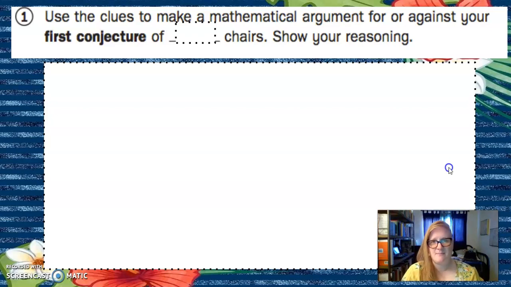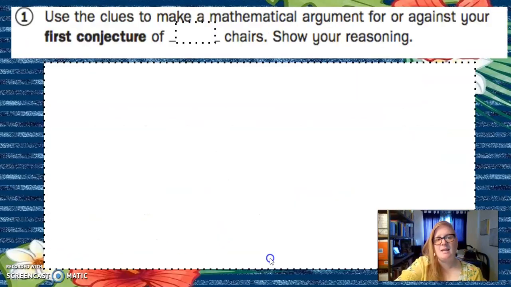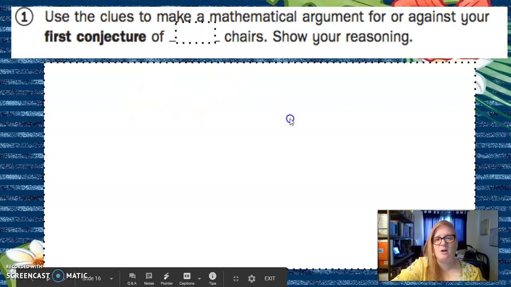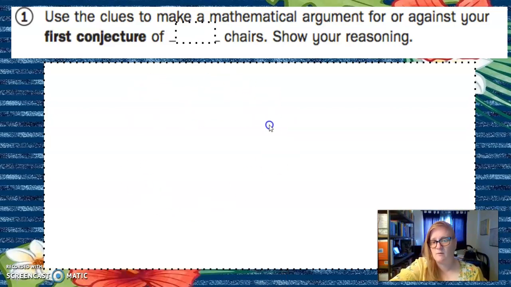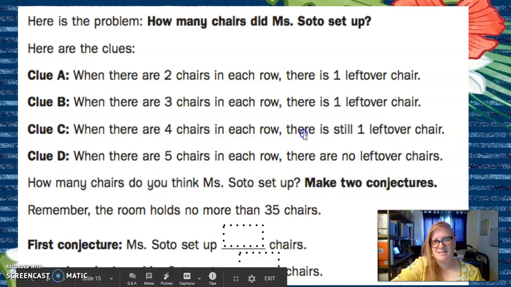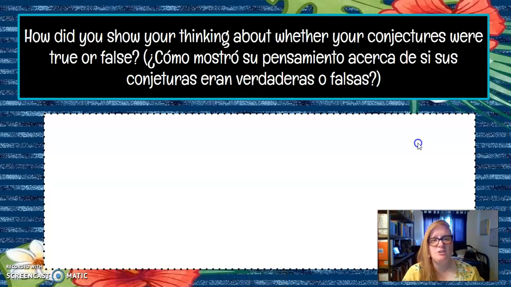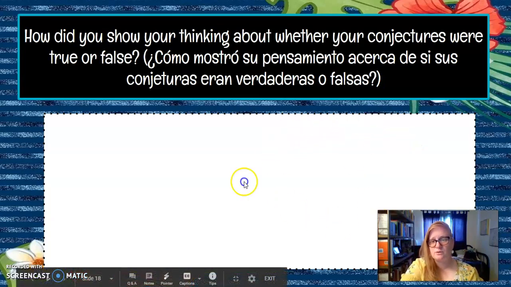So use the clues to make a mathematical argument for or against your first conjecture of blank chairs. So when you go back to this one, you say, here's my first guess, here's my second guess. Now take your first guess and put it up here, and then tell me why it either works or doesn't work for all of those clues. Okay. Then your second one, use the clues to make a mathematical argument for or against your second conjecture. So whatever you put in the second box here is going to go right here, and you're going to show me your reasoning. Why does it work? Or doesn't work. How did you show your thinking about whether your conjectures were true or false? So this is, what did you use to see if your guess was either right or incorrect?